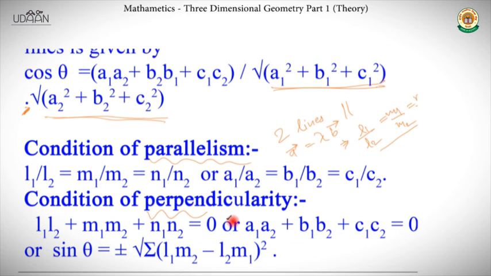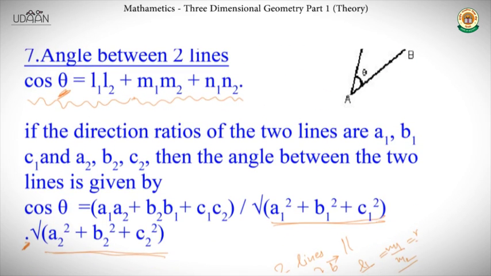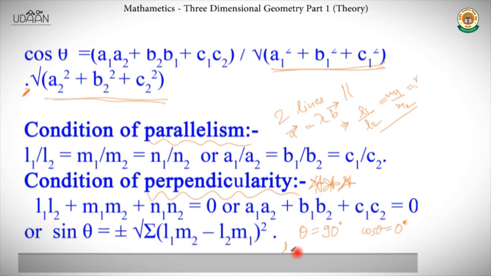Now the condition of perpendicularity, this is more important as most of the questions are based on it. Two lines are said to be perpendicular if theta equals 90 degrees. From the above formula, cos theta here would be 0. So we get summation L1 L2 to be 0. This is the condition of perpendicularity. Or it may even be expressed in terms of direction ratios, which is summation A1 A2 equal to 0.